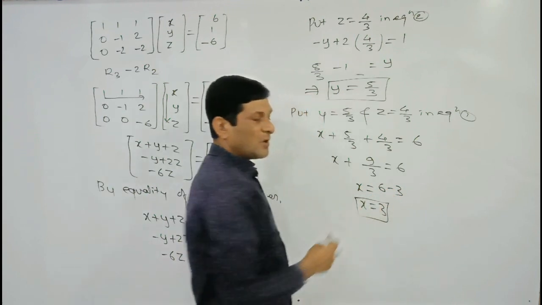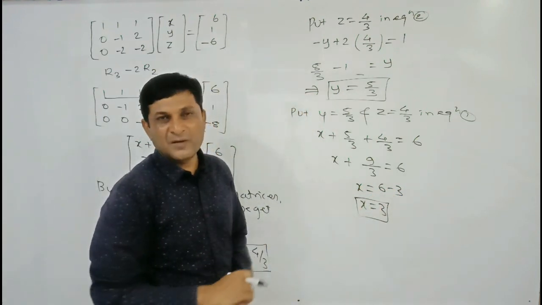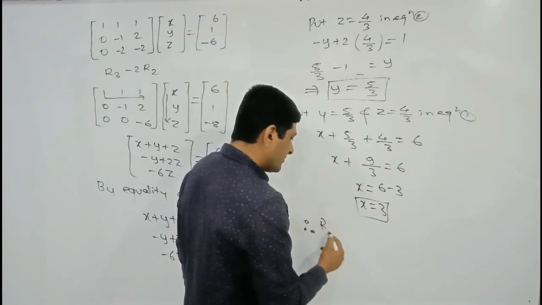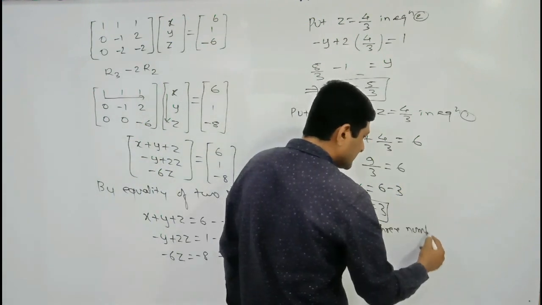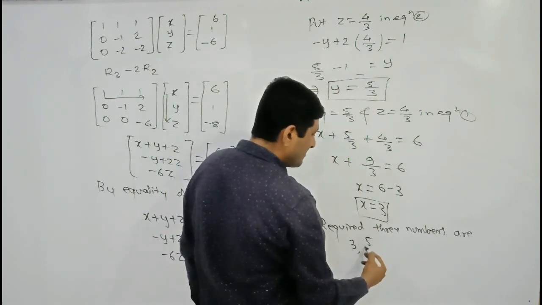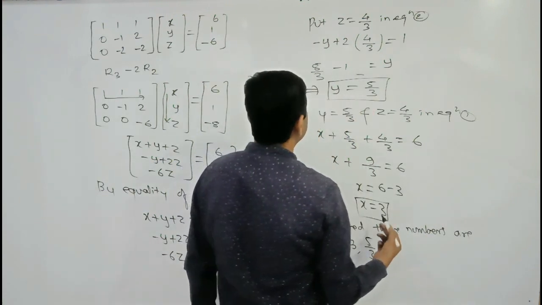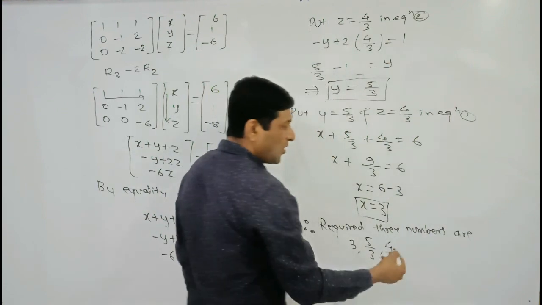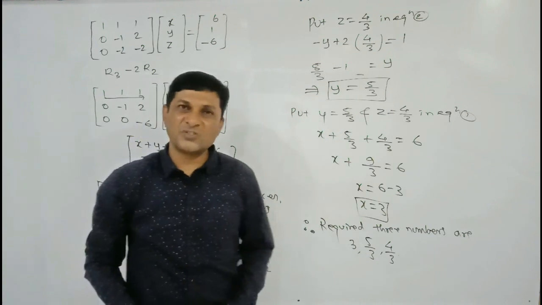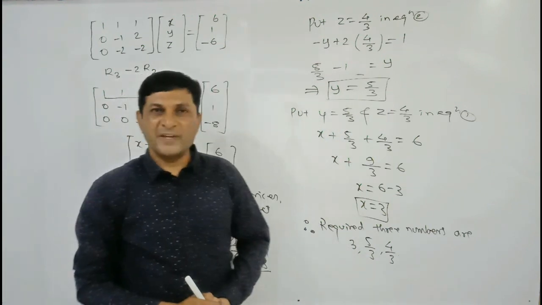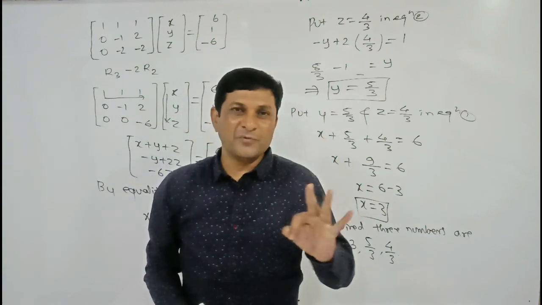In this way, we have got the first required value x, and that's why we can say that the required three numbers are: x is 3, then y is 5 by 3, and z is 4 by 3. In this way, we have got the required three numbers which satisfy all the conditions in the given example. In this video, we have seen 3 word problems.